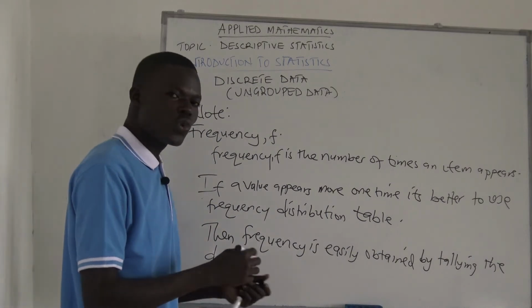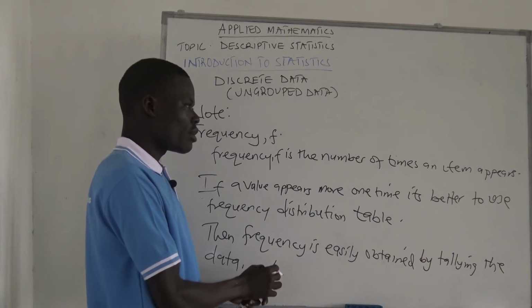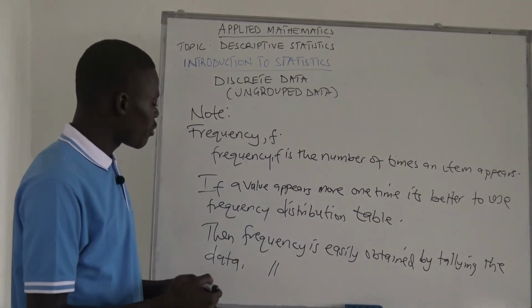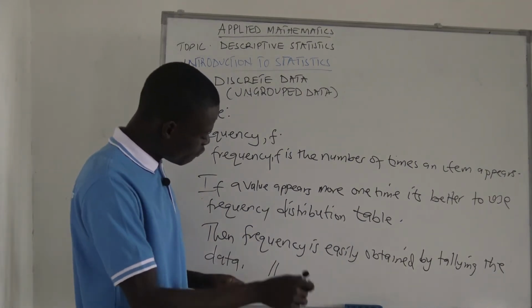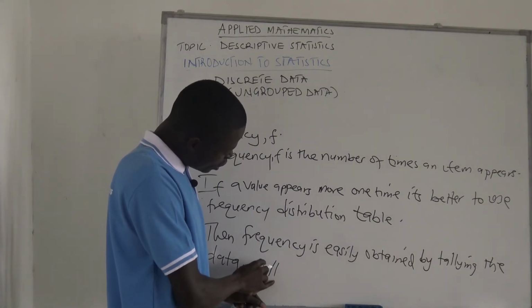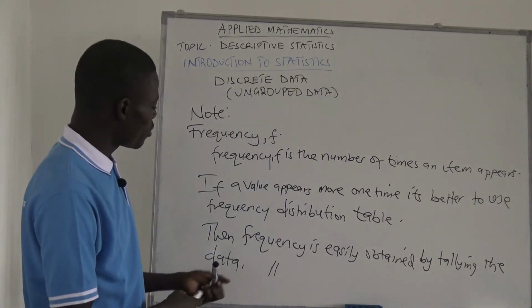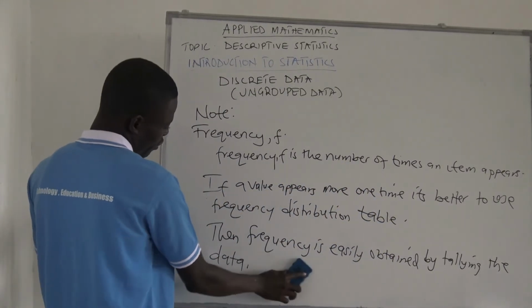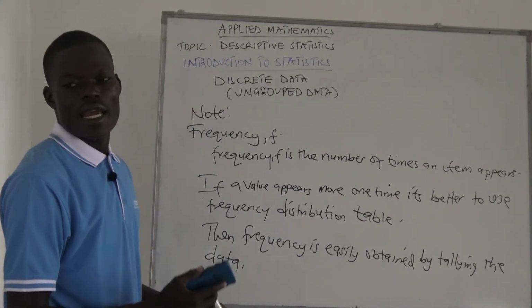If a data is appearing, you cancel it and represent it with a bar, and then with another bar. After finishing, that's what we are calling the tally. To get frequency, you count this one, which is 1, 2, implying here the frequency is 2. Remember that frequency we denote with a small f.